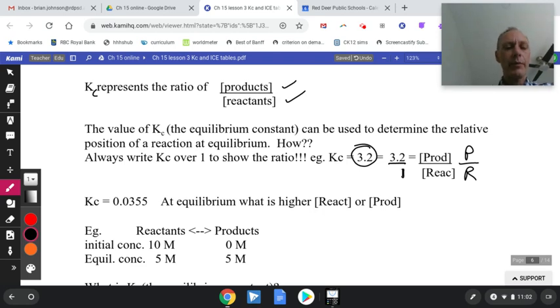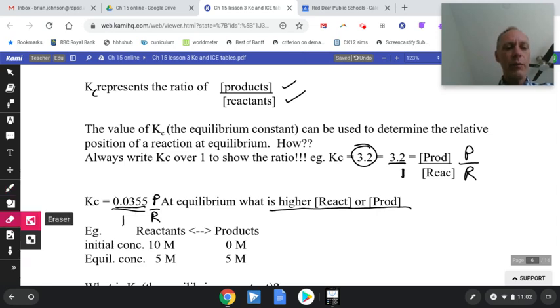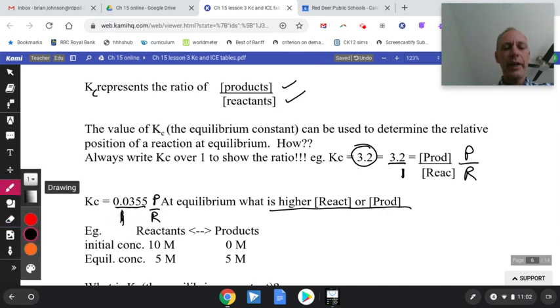So here's another example. Kc is 0.0355. Does this one have more reactants or more products at equilibrium? Well, let's write it over 1, and put our products over reactants. So we have 0.0355 products for every 1 reactant. That means that it favors reactants. There's a larger amount of reactant than product at equilibrium.